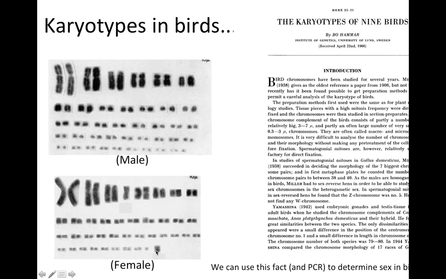That in birds, you see unpaired chromosomes, a W and Z, and paired chromosomes in male. This basically was an early paper, 1966, showing that karyotypes of 9 birds all show this pattern. This seems to be general across birds. And so it turns out that we can use this fact that across birds, males are ZZ and females are ZW, to determine the sex of some bird that we've caught.